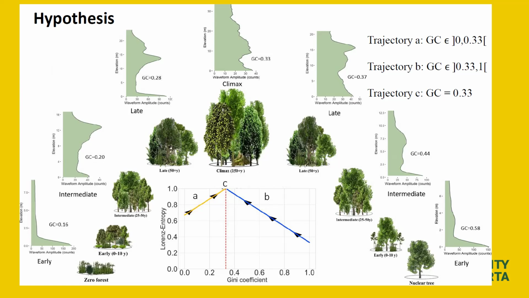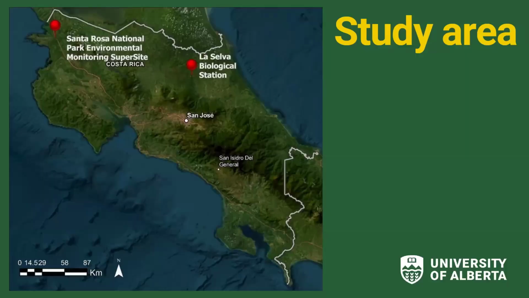Our hypothesis is that as we go toward the climax stage, the complexity of the system increases, and the value of this Lorenz entropy reaches a value of 1, no matter which side we start from, whether from the shrublands or the single nuclear tree. The entropy increases until the climax stage reaches the value of 1. To prove this hypothesis, we used several different study areas.